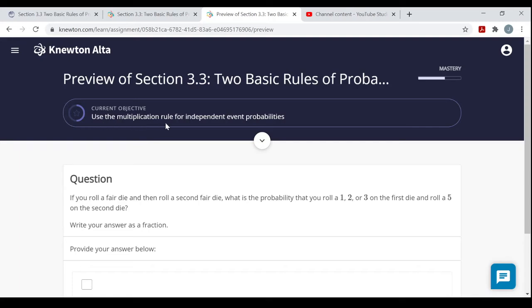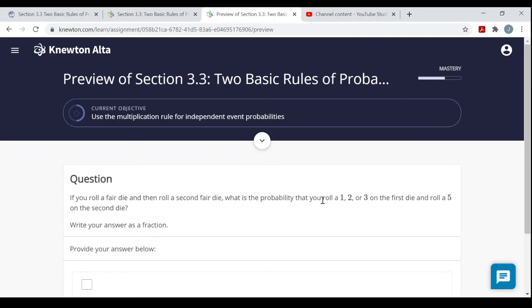Here's still that multiplication rule for independent events. If you roll a fair die and then roll a second fair die, those two rolls should be independent. What you roll on the first die has no effect whatsoever on what you roll on the second die. These are independent rolls.